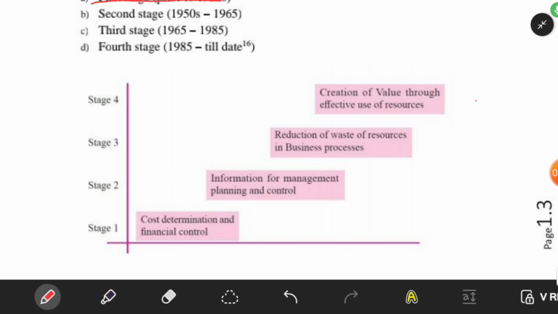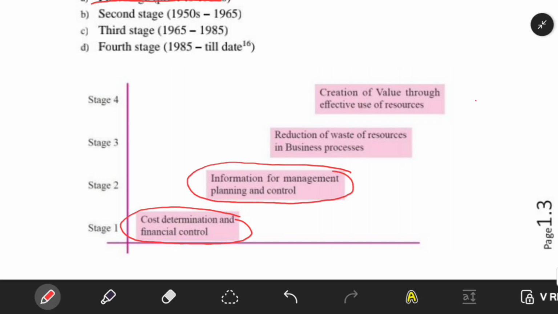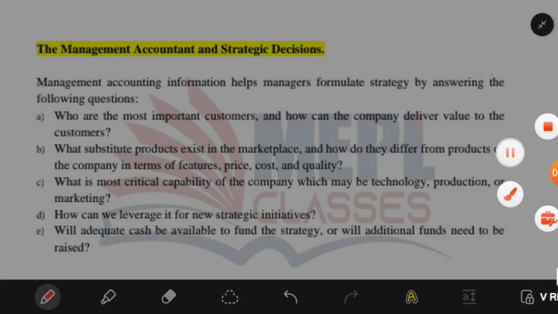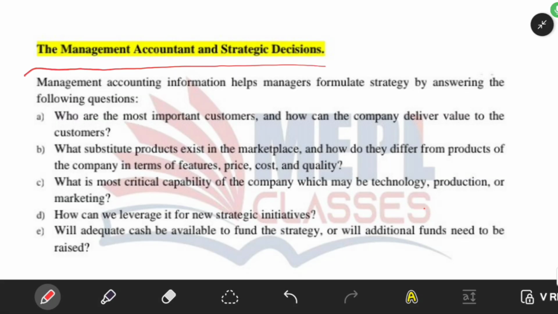Just study the stages. In the first stage, it was for cost determination and financial control, and the second stage is for information for the management and planning control, and third is for reduction of waste of resources in the business process, and fourth stage, creation of value through effective utilization of resources. Just study this. Okay. Next is the management accountant and strategic decision.